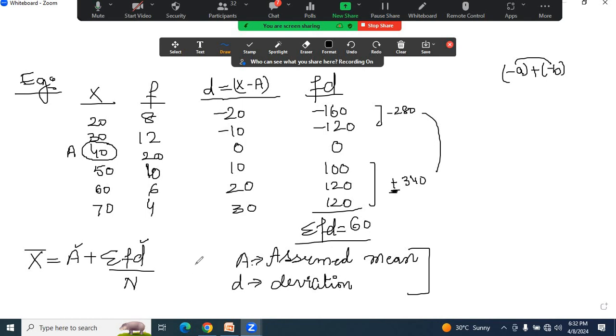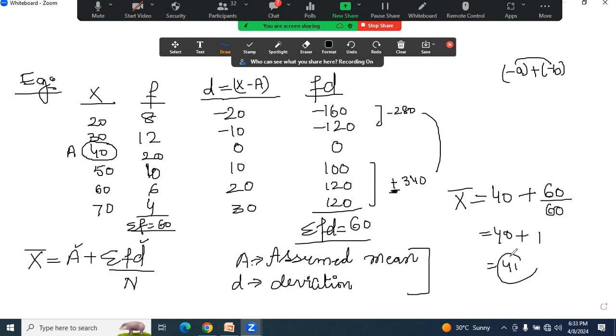Now I am ready to fit in the formula. So mean will be A, which is 40, which I assumed in the beginning, plus summation FD, which is 60, upon N. N is summation F, 60. So what is 40 plus 60 upon 60? Answer is 41. So see, I took the same example, but with the shortcut method my answer remains the same, right? So this was about discrete series.